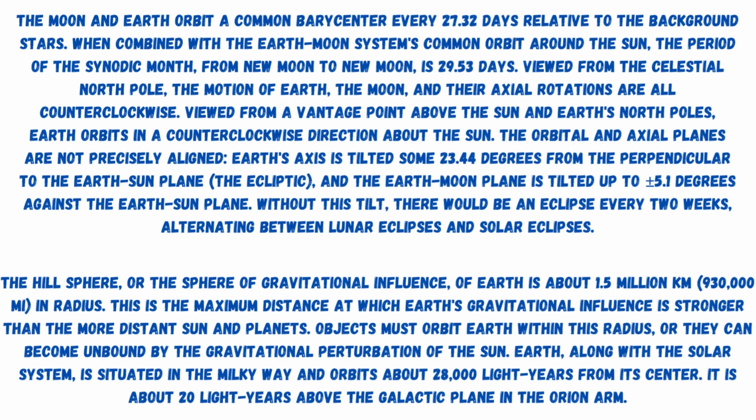The Hill sphere, or the sphere of gravitational influence, of Earth is about 1.5 million km, 930,000 miles, in radius. This is the maximum distance at which Earth's gravitational influence is stronger than the more distant Sun and planets. Objects must orbit Earth within this radius, or they can become unbound by the gravitational perturbation of the Sun.